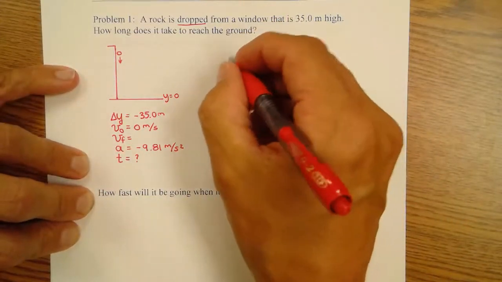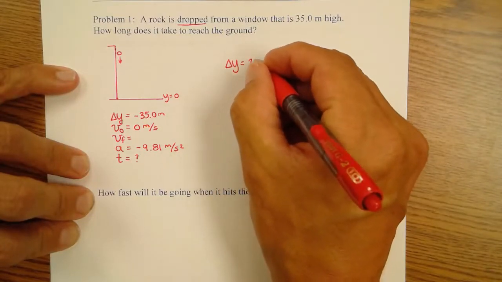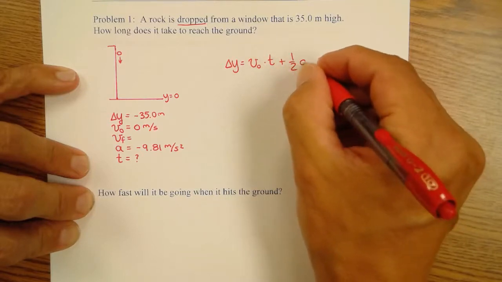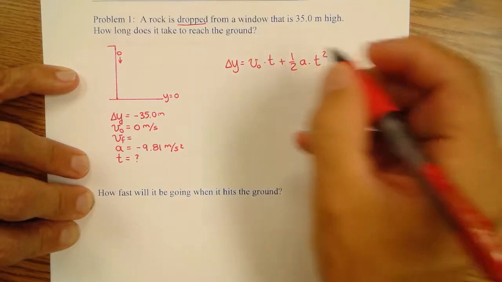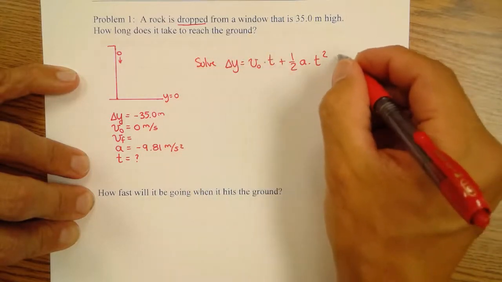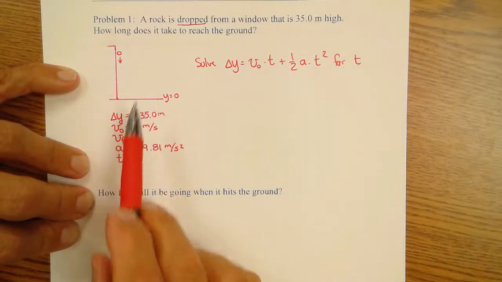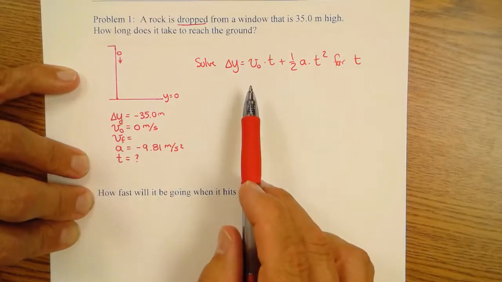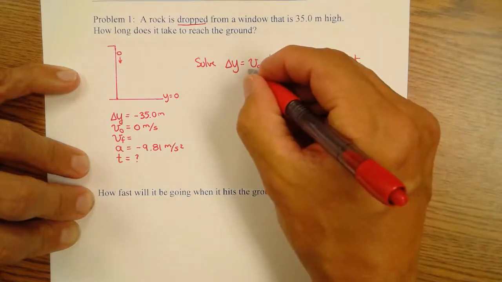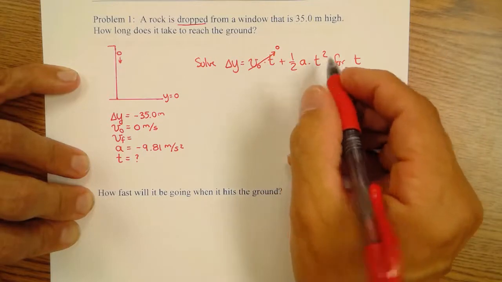So the easiest way to solve this is to use the equation delta y equals v naught times t plus 1/2 the acceleration times the time squared. And what I'm going to do is solve this equation for t. So you can see I've got a diagram. Here's my variable list. Here is my plan. I'm going to solve this equation for t. Since the initial velocity is 0, this term disappears, and I want to solve what's left for t.